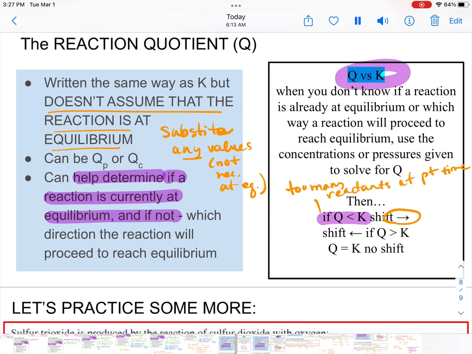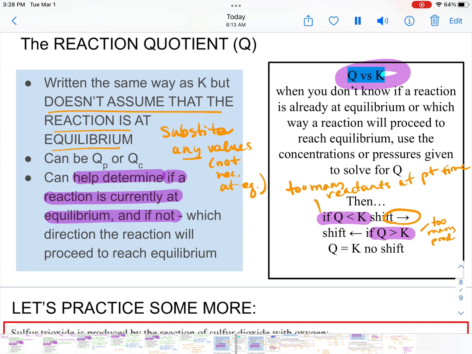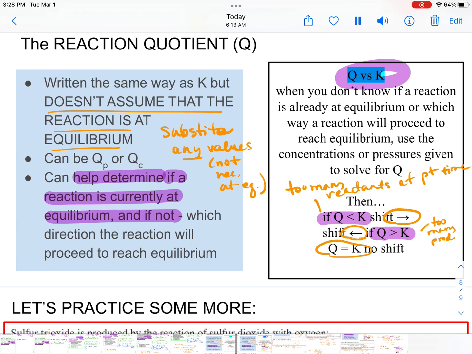If Q is greater than K, then it means that you have too many products, that your numerator is too large, and so the reaction will have to shift to make more reactants. So temporarily, or until it reaches equilibrium, the reverse reaction in this case would be a faster rate for a little while. And then very seldom, but every once in a while, you find that Q equals K, which leads to no shift because the reaction is already at equilibrium. So it's already at an equilibrium situation, and the rate of each would be equal.